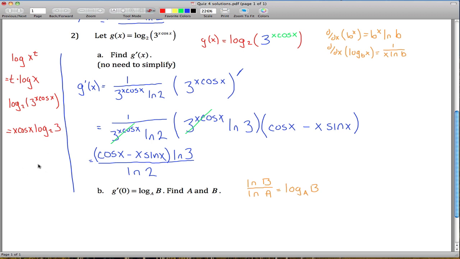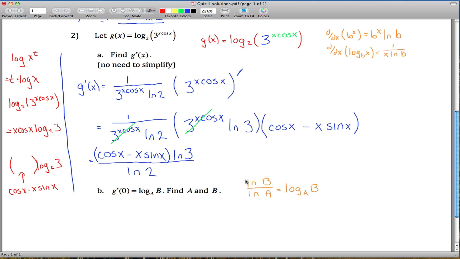So what you end up with is log base 2 of 3 times the derivative of x cosine x, which is what we figured out over here, cosine of x minus x sine of x, which I don't really have room to write in there, so I'll use arrows. And this right here is equivalent to this right here. Maybe it looks the exact same, except instead of natural log of 3 over natural log of 2, we wrote log base 2 of 3.